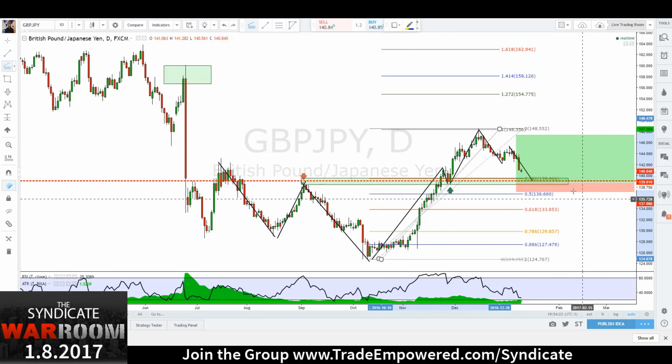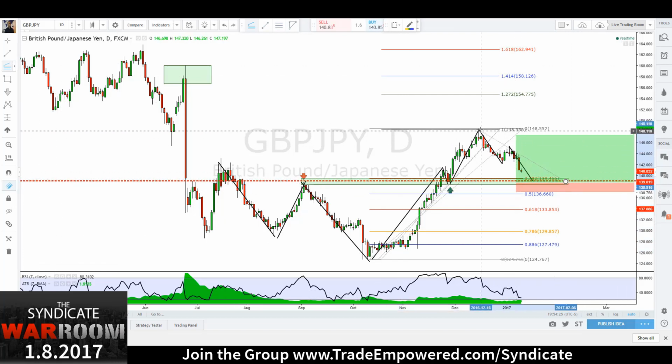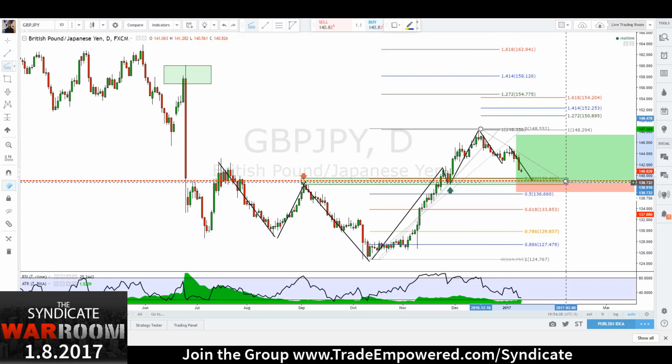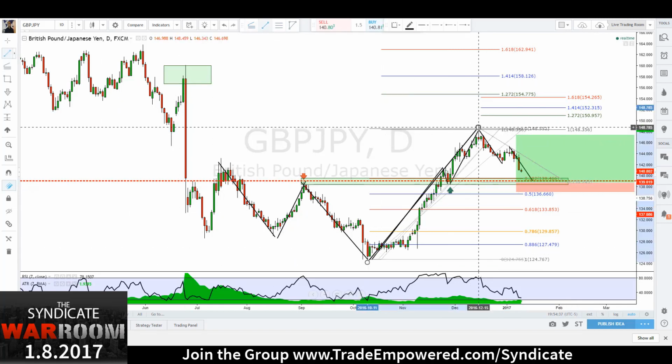But let's just see if we were to get a retracement up here. What I'm doing right now is looking for targets. I call it think like the other trader. So I'm asking myself, if I were a trader looking to get short, right? If I'm looking to get short this market, where would I look to get short at?